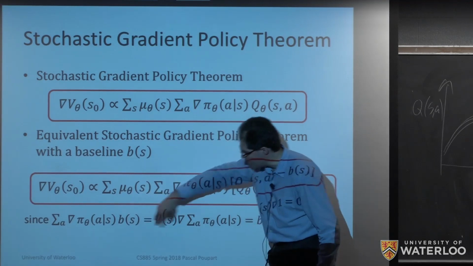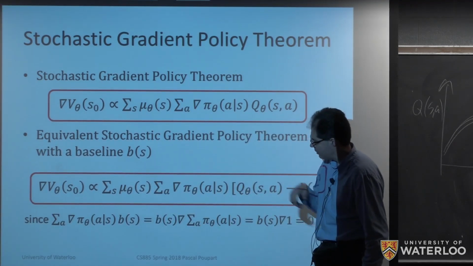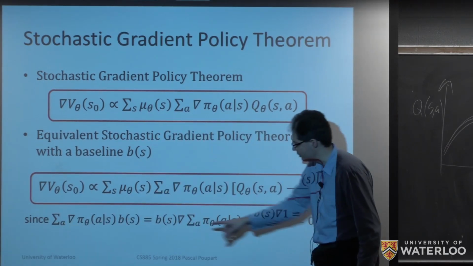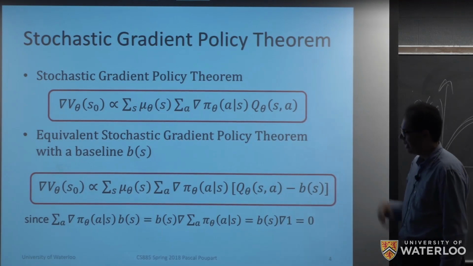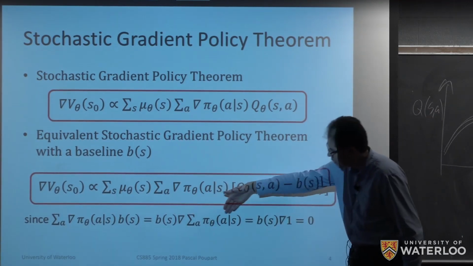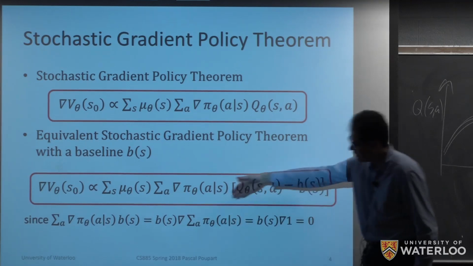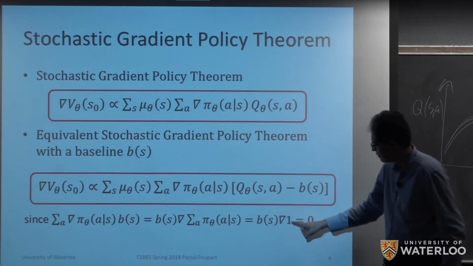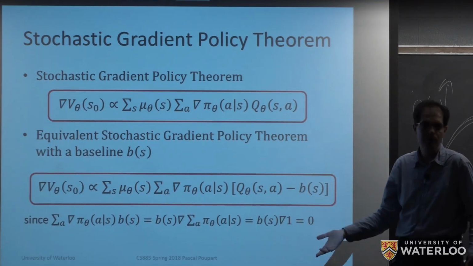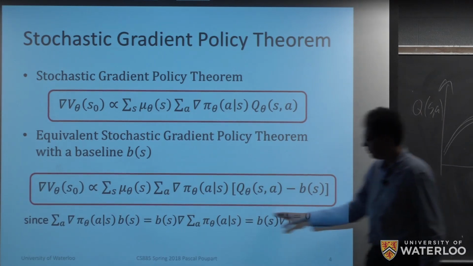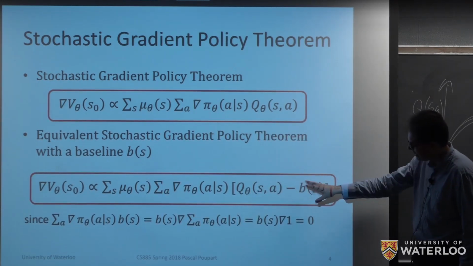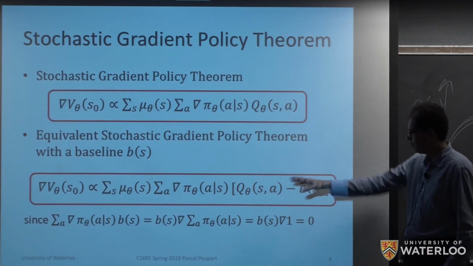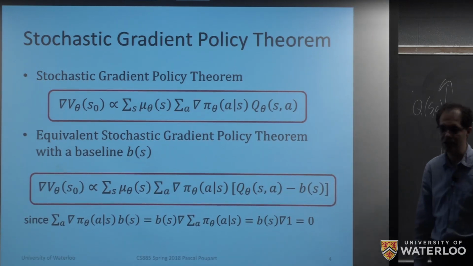So if I pull B of S in front, and then after this, I simply push my summation inside the gradient, then I get this expression. And now I can apply the summation to the distribution. Since this is a distribution, it must sum up to 1. And as a result, this summation gives us just 1. And then the gradient of 1 is 0. So this is pretty interesting because it means that I can subtract some arbitrary function in terms of S from my Q function, and it doesn't change anything.